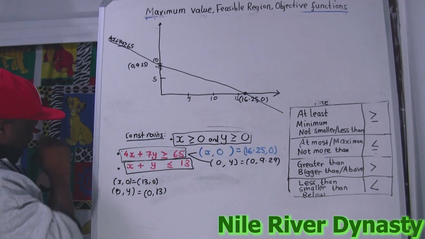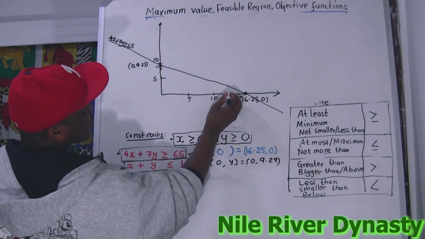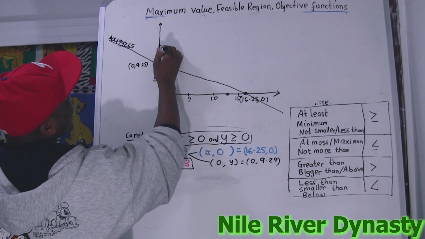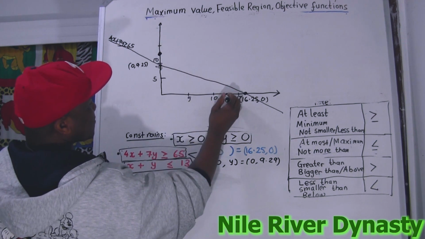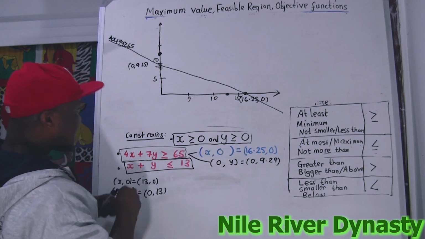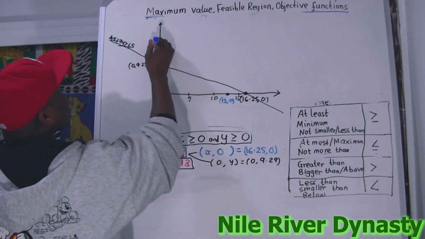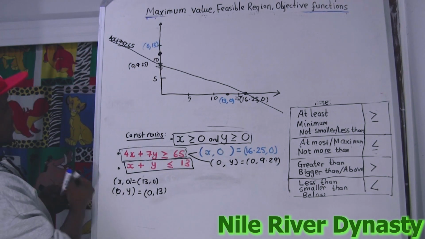For this one, x equals 13 and y equals 13. Maybe this 15 is going to be somewhere here, rough sketch, never mind. Now we're going to join these. This point is 13, 0, and this is 0, 13. So we can join these two.